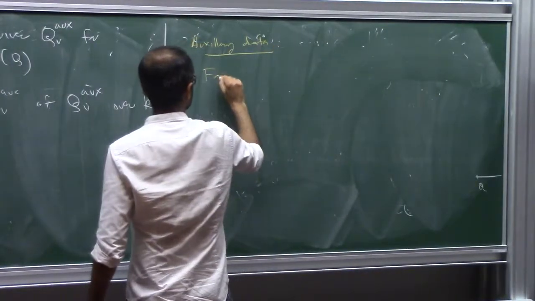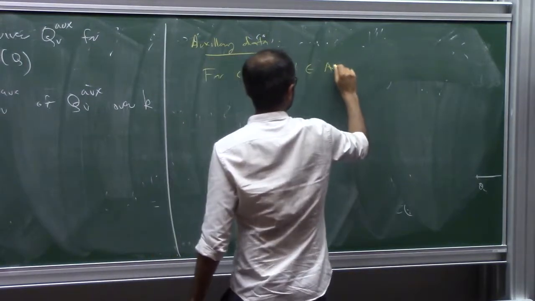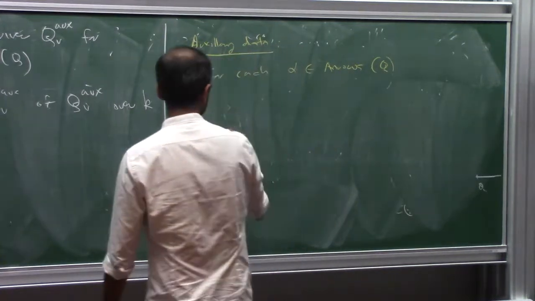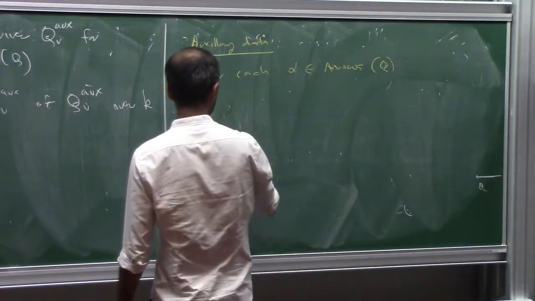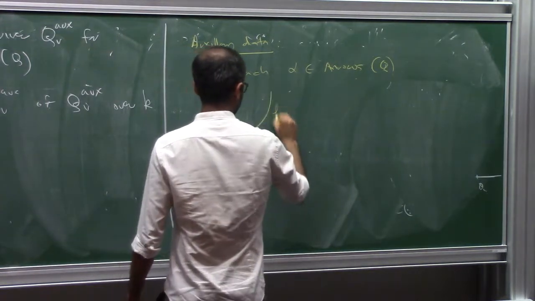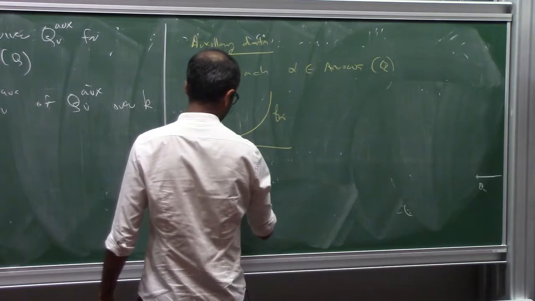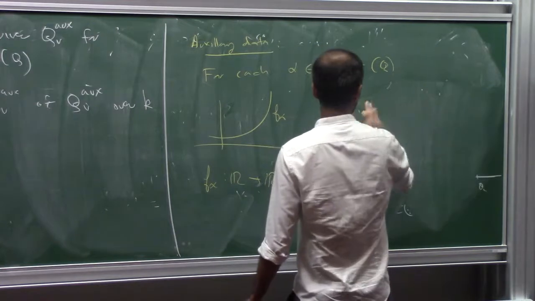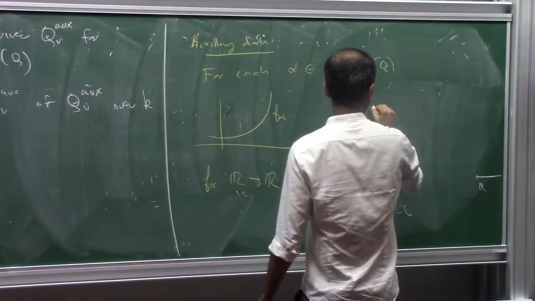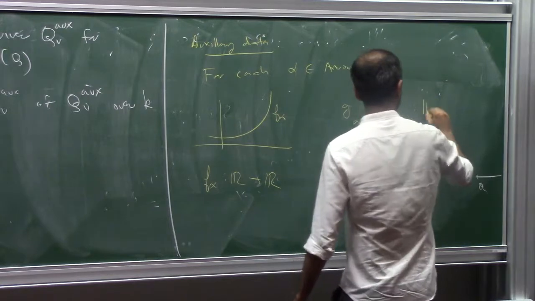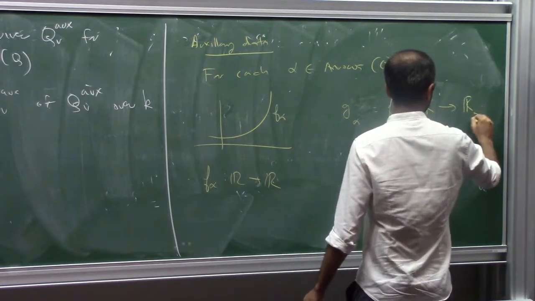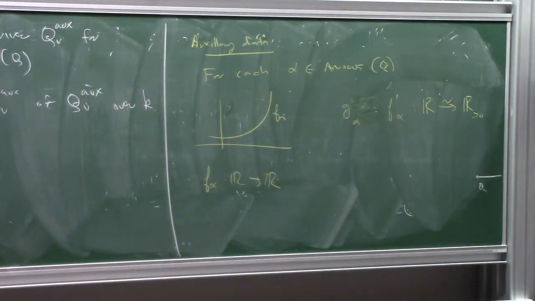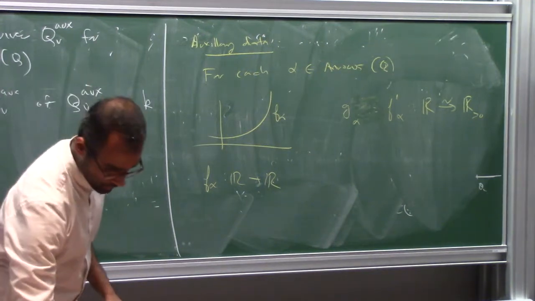So for each alpha in arrows of the original quiver Q, let's give ourselves a function f alpha from the reals to the reals with the property that the derivative of the function, g alpha, which is by definition f prime of alpha, should be an isomorphism from the reals to the positive reals. So it's an increasing convex function whose derivative gives an isomorphism of the reals to the positive reals.